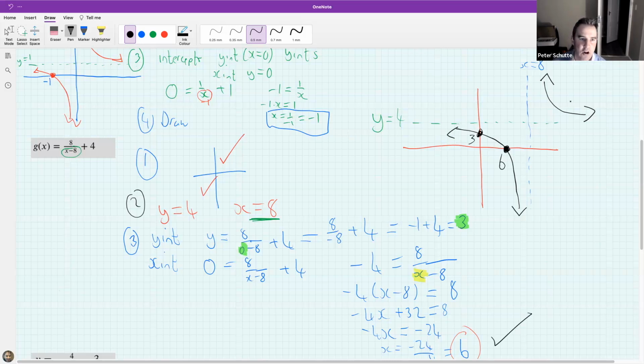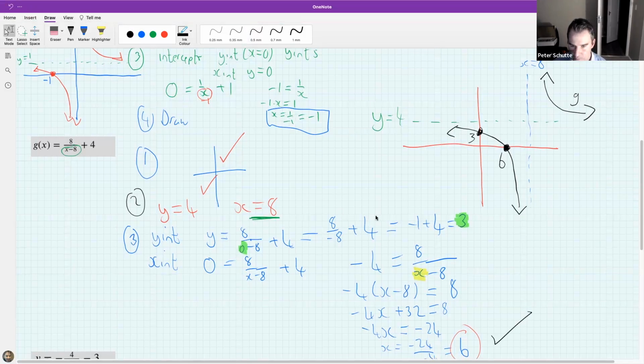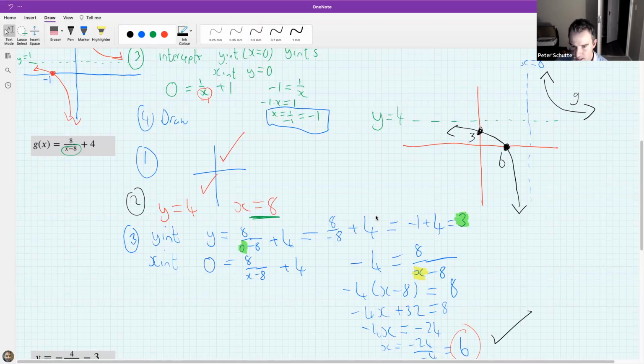And the label of this graph is just G. And that is it. We have drawn our second hyperbola. Now, one of the awesome things about this process is you can just see the steps. And in some ways, I think this is easier than the parabola.